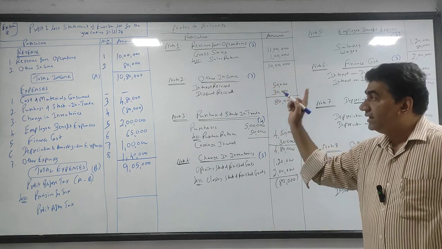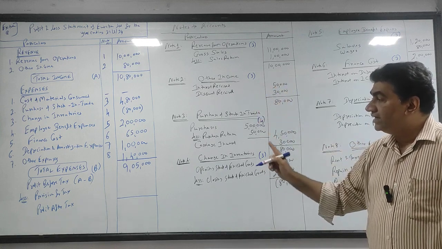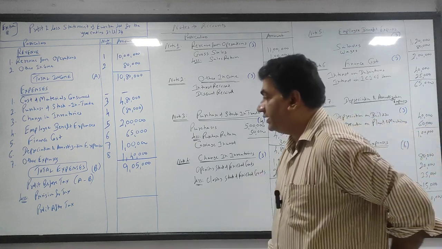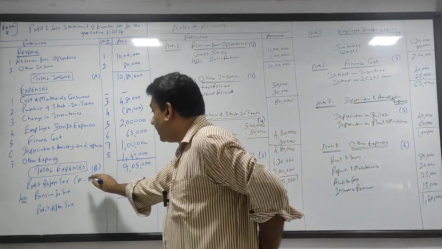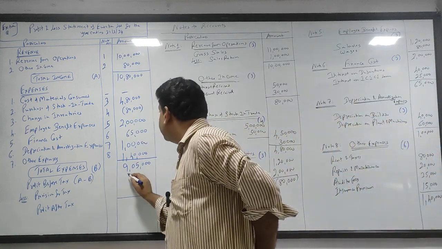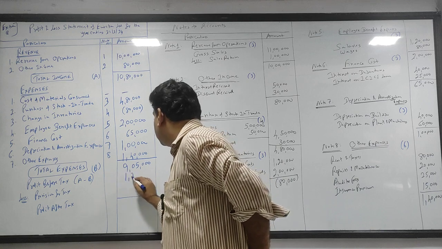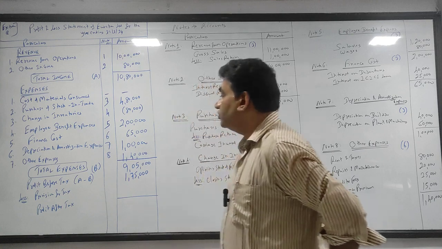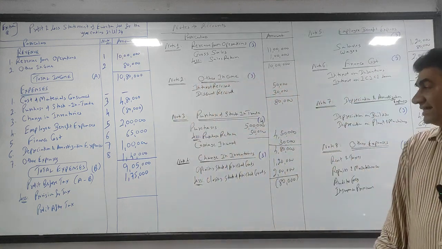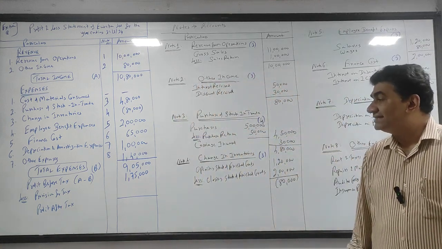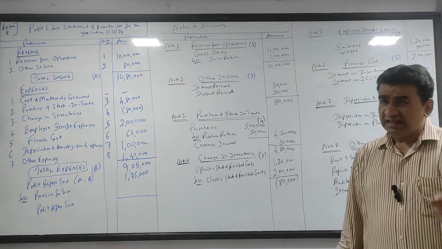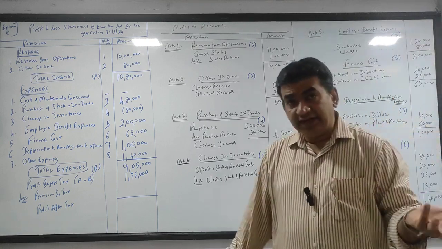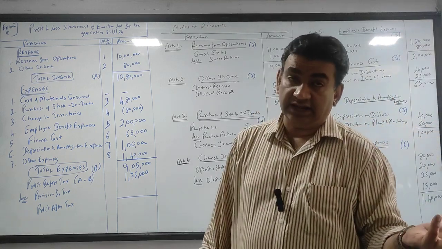Total income A 1080, total expense B 905. So my profit before tax will be A minus B, that will give you 1,75,000. So my profit before tax is 1,75,000.